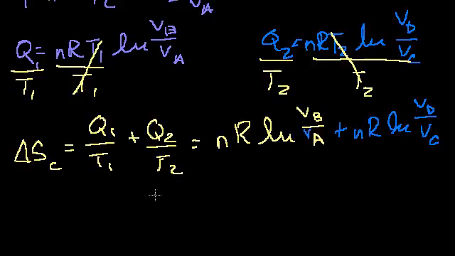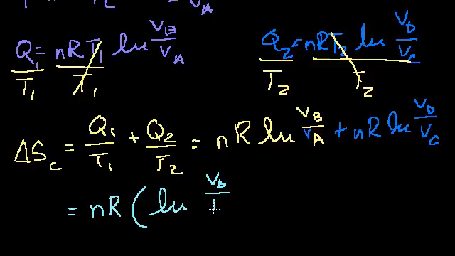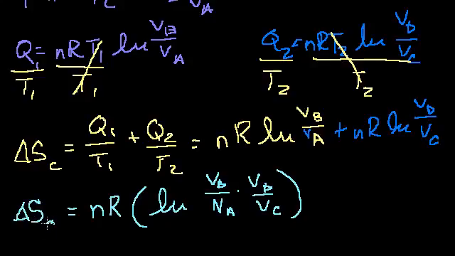All right, now let's see what we can do. This is equal to, almost there, home stretch, nR. We can factor out an nR. And then the natural log of a plus the natural log of b is just the same thing as the natural log of ab. So this is equal to nR times the natural log of vb over va times vd over vc. All right. Now, this is our change in our s state variable that we're playing with right now.